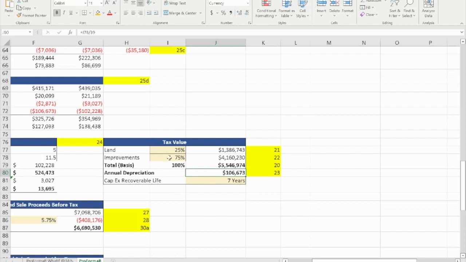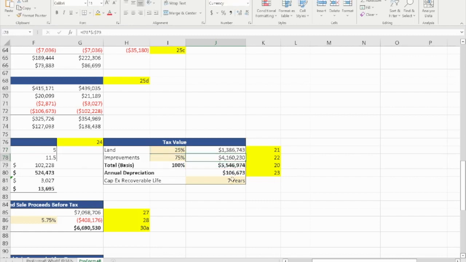And we were told that land is worth 25% of the property, and the improvements were 75%. What we're going to calculate here is 25%, land. How much is that? So what is 25% of 5.5 million? You would use this formula here, equal to 25% times the actual total basis. And if you anchor that, you can drag it down and get the value for the land.